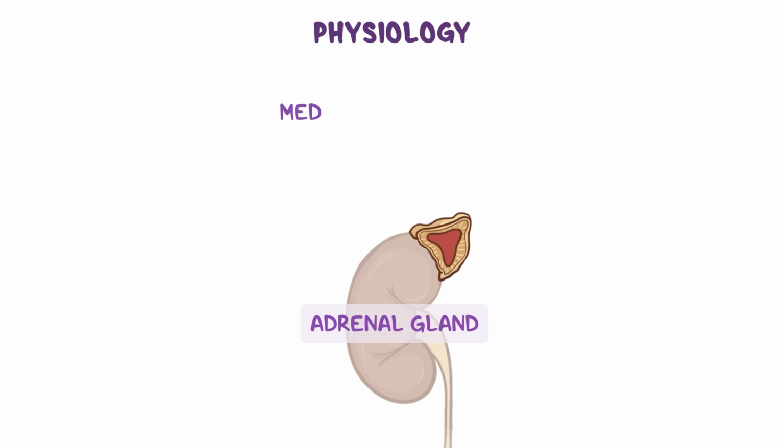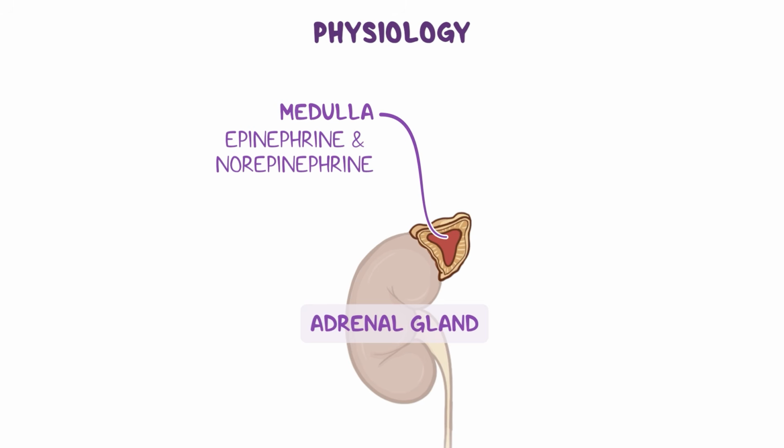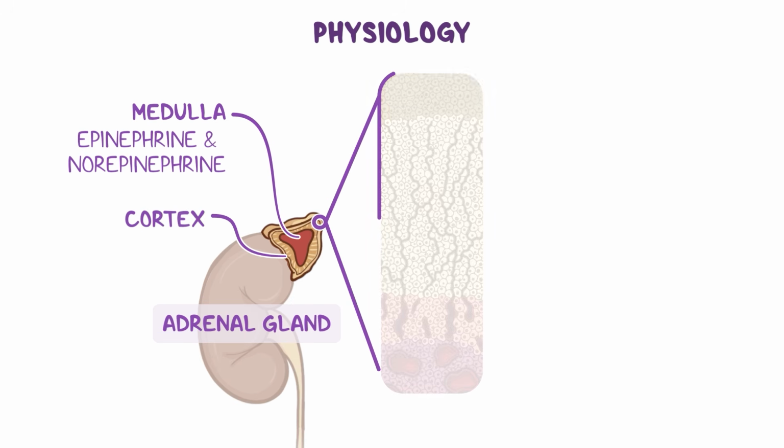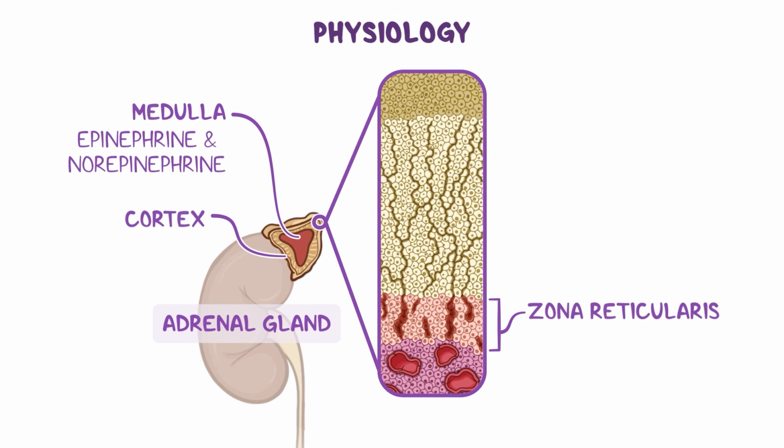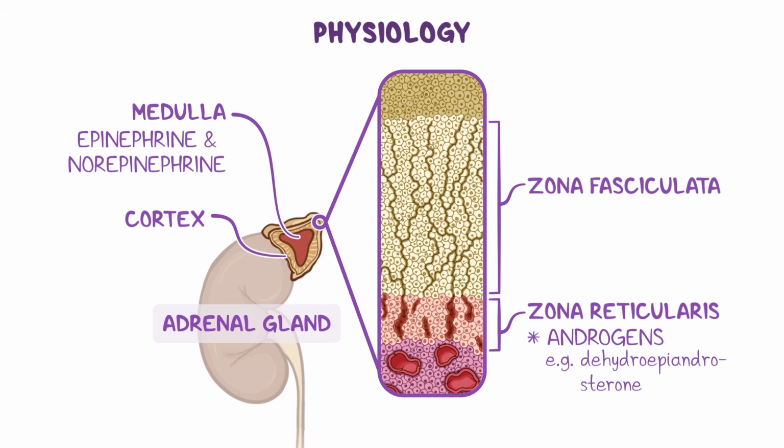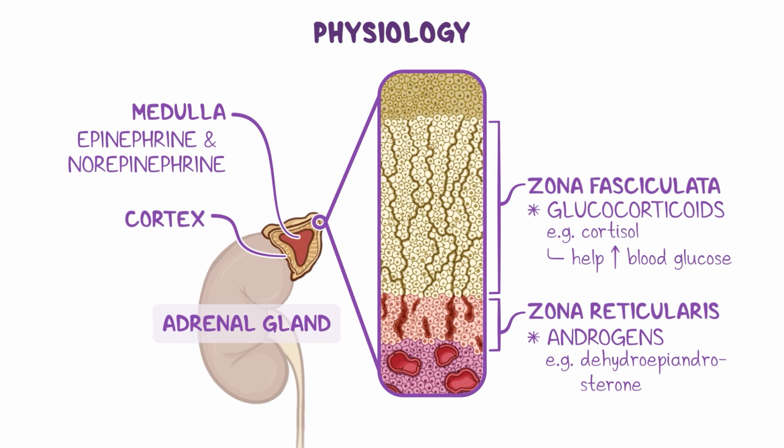The inner part, the medulla, produces the hormones epinephrine and norepinephrine. On the flip side, the outer part, the cortex, has three layers. The innermost layer, the zona reticularis, produces androgens such as dehydroepiandrosterone, which is a precursor of testosterone. The middle layer, the zona fasciculata, produces glucocorticoids like cortisol. With glucocorticoids, gluco refers to glucose because they help increase blood glucose levels.